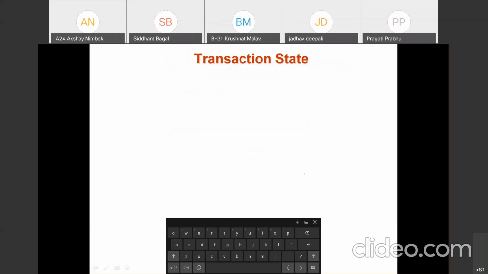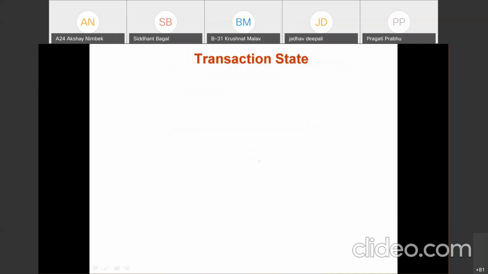Okay, now we move towards the next part, the state diagram of the transaction. In the state diagram of a transaction, there are actually 5 stages. First we are going to see the definition of these 5 stages, and then we will see the simple diagram of these 5 stages. The first stage of the transaction is the active state.